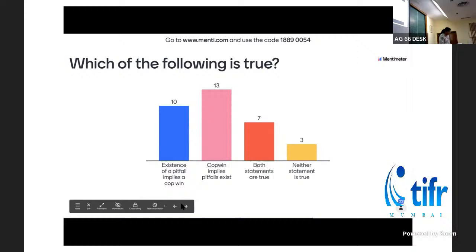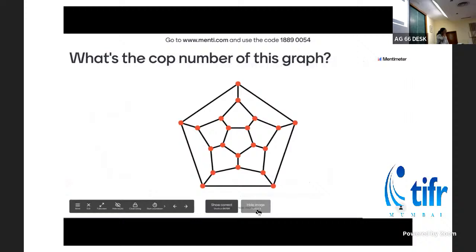And let's think about cop numbers. I think on your screens, you should be seeing this picture. This is called a dodecahedron graph. You can probably go through this and confirm that there are no pitfalls. So it's a robber win. One cop is not enough to catch a robber on this graph.